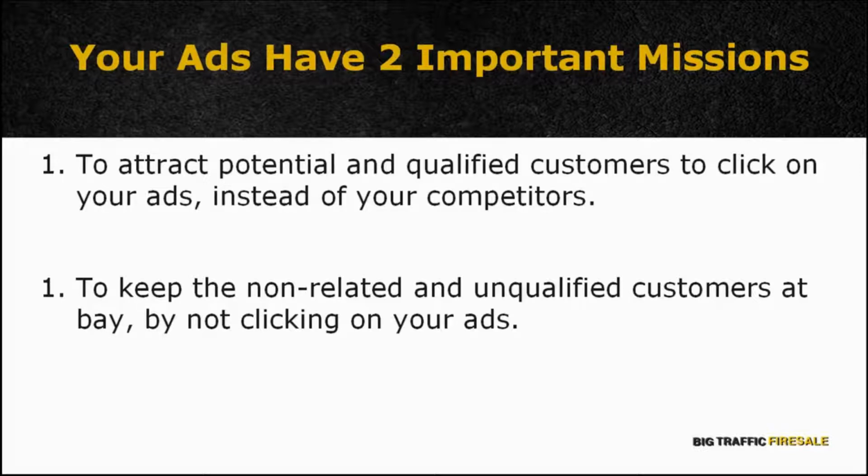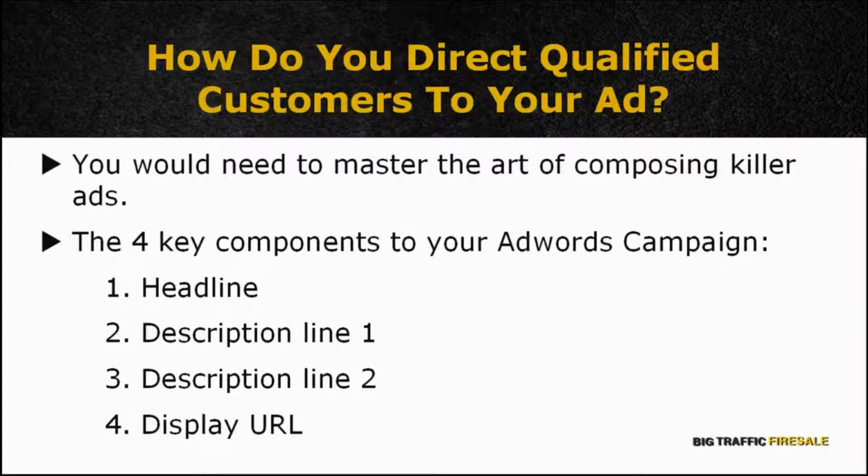When you do not have unwanted traffic clicking on your ads, you would eventually save more money, which adds to your profit margin. Now, the question is, how do you direct the qualified customers to your ad? Well, you'd need to master the art of composing killer ads. There are 4 key components to your AdWords campaign. 1. Headline. 2. Description line 1. 3. Description line 2. 4. Display URL. Bear in mind that these components will either make you or break you.